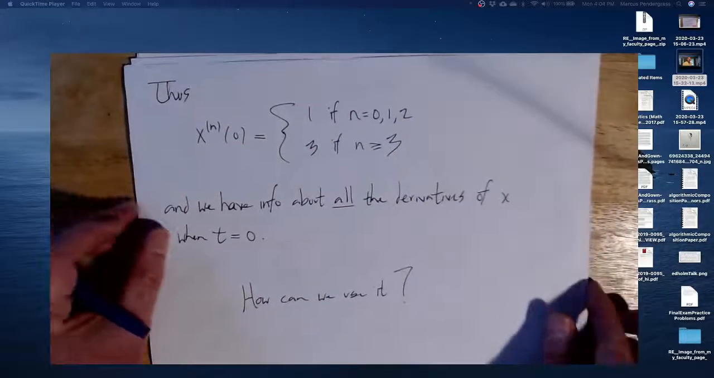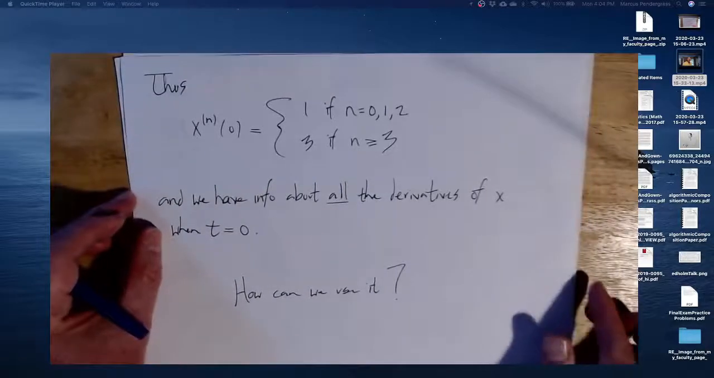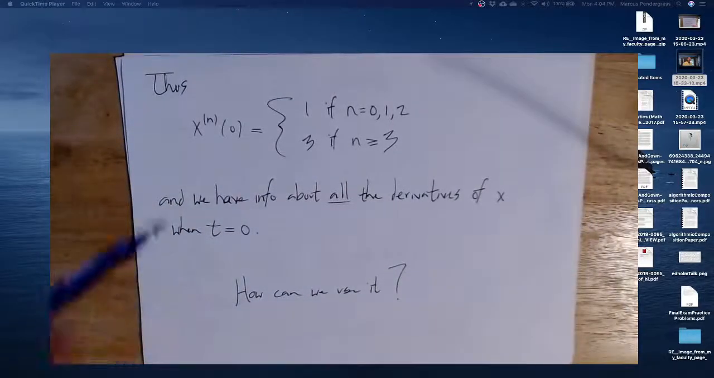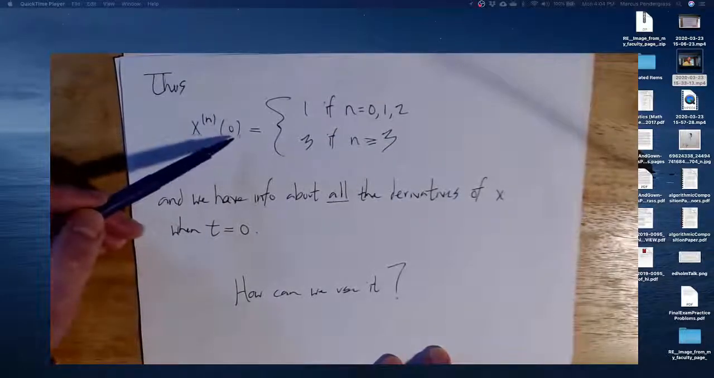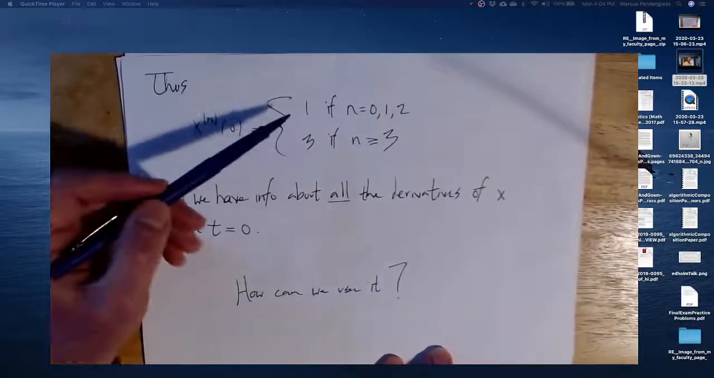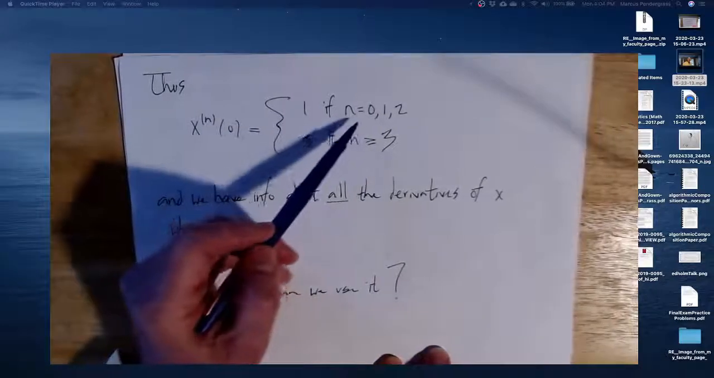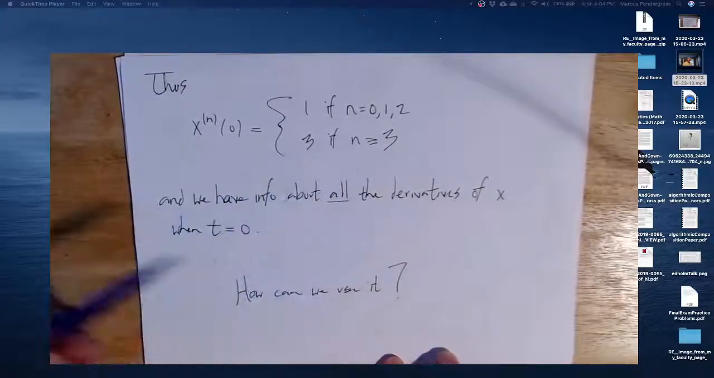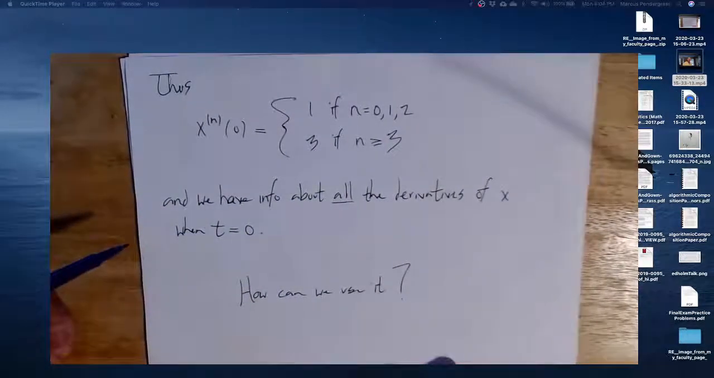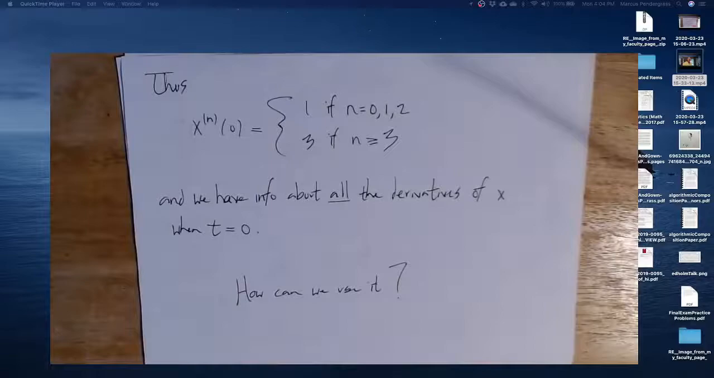So we can summarize all this in one nice little conditional equation. What we found out is that the nth derivative of x evaluated at 0 is 1 if n is either 0, 1, or 2, and it's 3 if n is greater than or equal to 3. And so we have information about all the derivatives of this function, all coming from the original initial value problem.